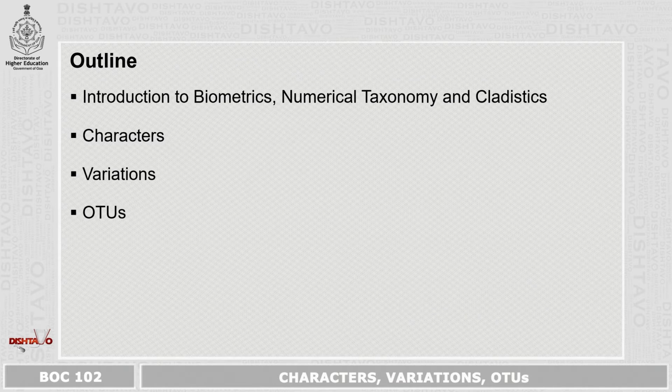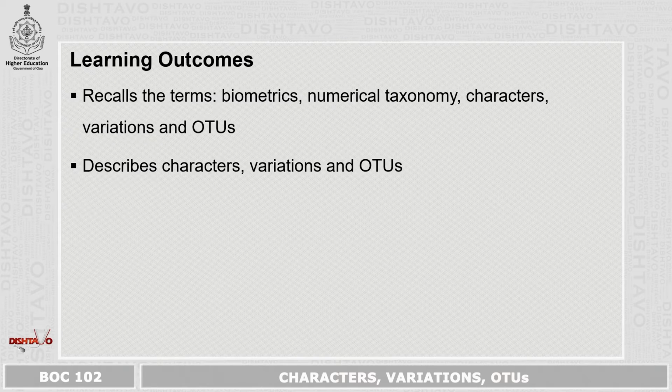Broad outline of the module. First we will have an introduction about biometrics, numerical taxonomy and cladistics. Then we will try to learn about characters, variations and OTUs. At the end of this module, you will be able to recall the terms biometrics, numerical taxonomy, characters, variations and OTUs. You will also be able to describe characters, variations and OTUs.